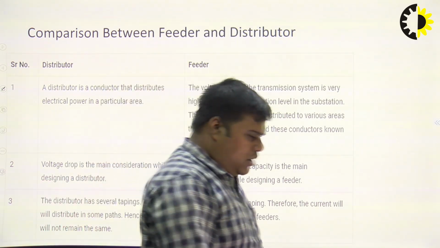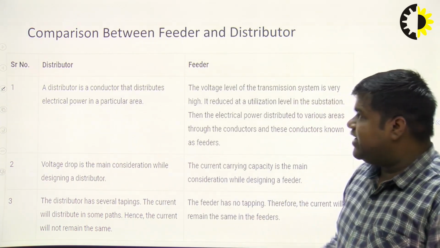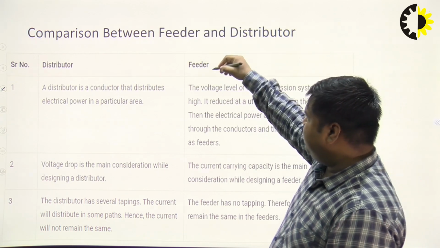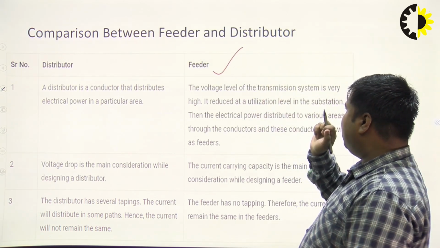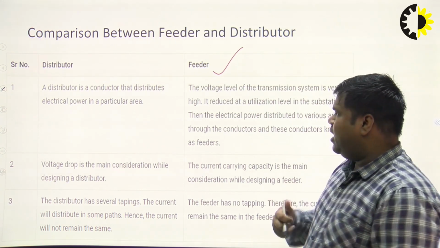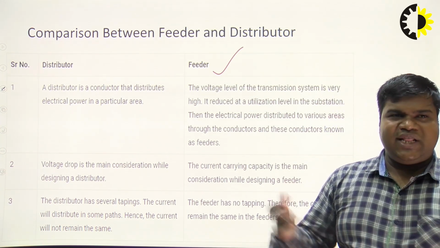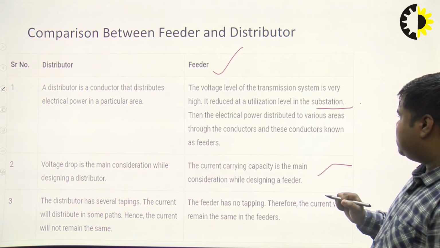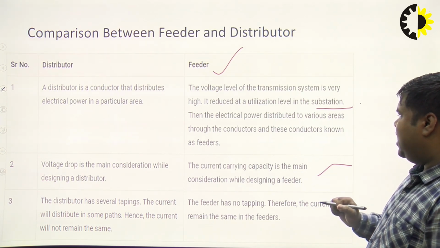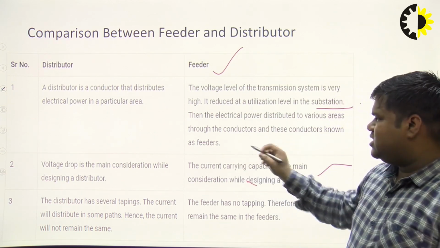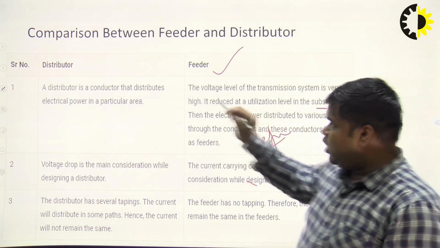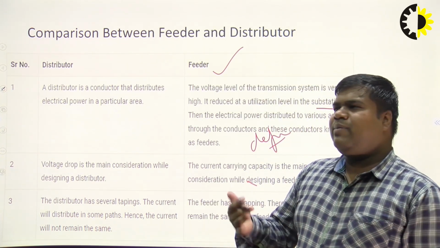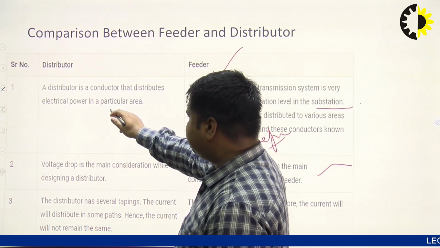Another topic is the difference between the feeder and the distributor. In the feeder part, the voltage level of the transmission system is very high. It is reduced to a utilization level in the substation. Then the electrical power is distributed to various areas through conductors, and these conductors are known as feeders. This is the definition.